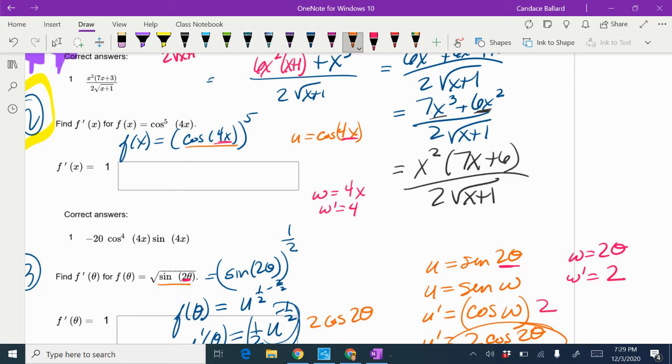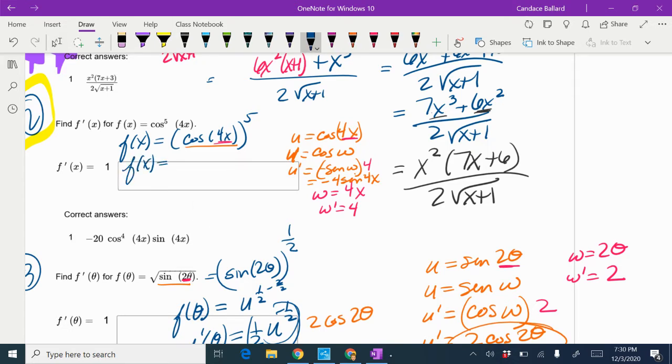I'm going to keep linking back. So u prime, or no, not yet. U equals cosine of w, which means that u prime equals... derivative of cosine would be negative sine of w times the inside function, which is 4. And then I'm going to squish it in there. I'm going to substitute back in negative 4 sine of 4x. Now I got to link that back to what we had over here in the original.